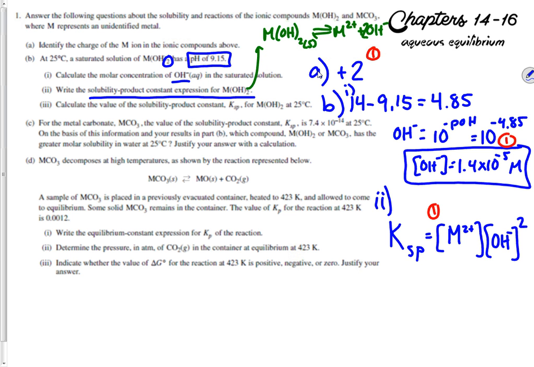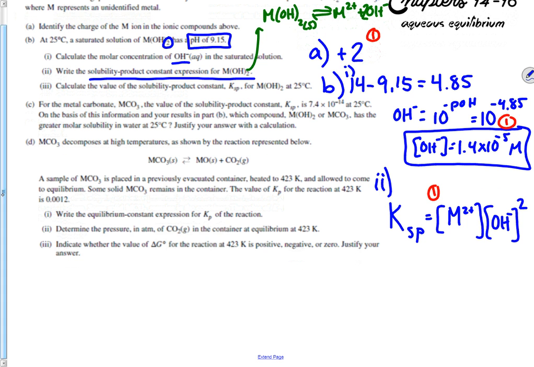So that's what it should look like. M2 plus times OH minus squared because of that 2. Right, there's 2 OHs. Okay? All right. Sorry. Part III, calculate the value of the solubility product constant KSP. Okay. So it's asking me to solve for this.